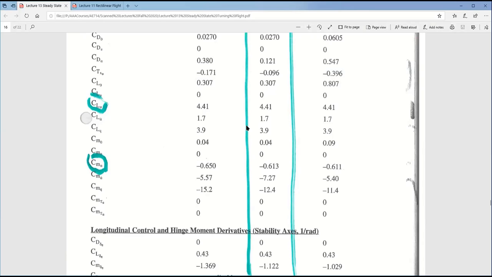But there is something to be gained from these closed form solutions, which is that we'll eventually look at elevator per G, and we can take the derivative of the elevator equation with respect to load factor and calculate that directly.